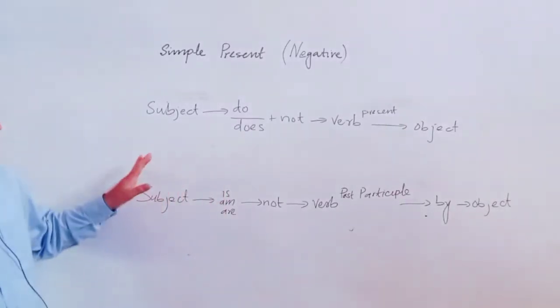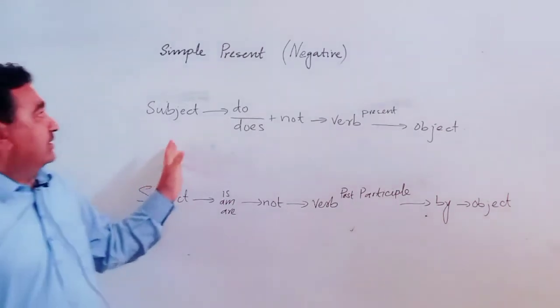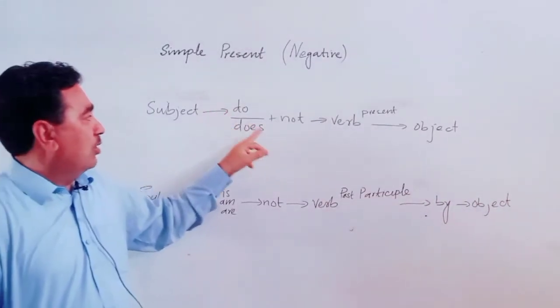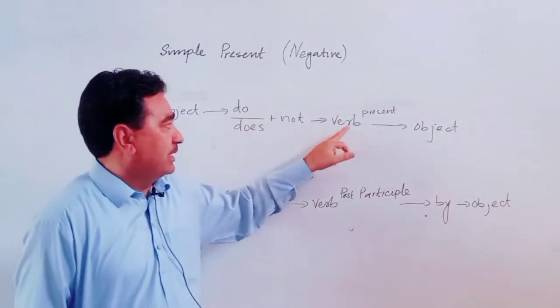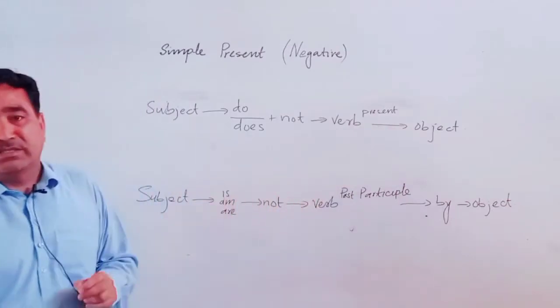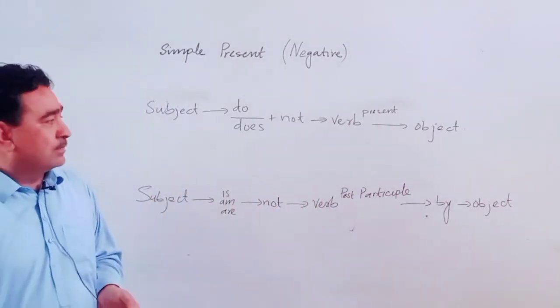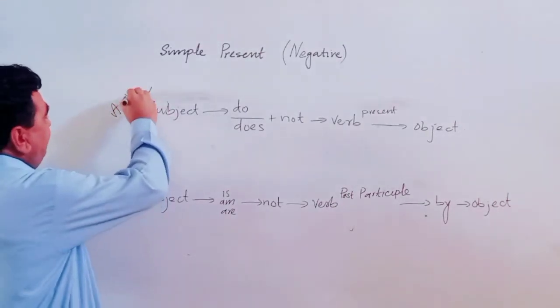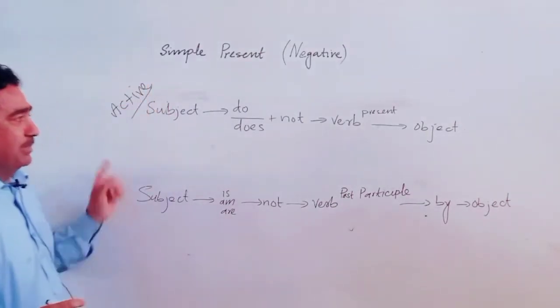Now this is the structure of a negative sentence in simple present. You can see the subject is followed by do not or does not, followed by the verb in the present form, then followed by the object. Only this kind of sentence can be changed into passive voice. Now this is the structure for the active voice sentence in simple present.